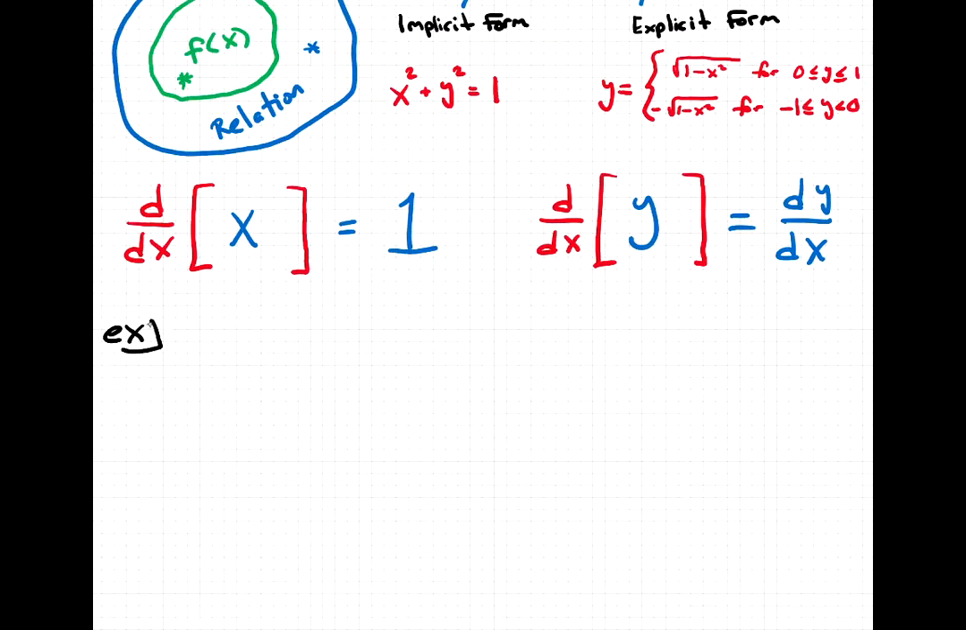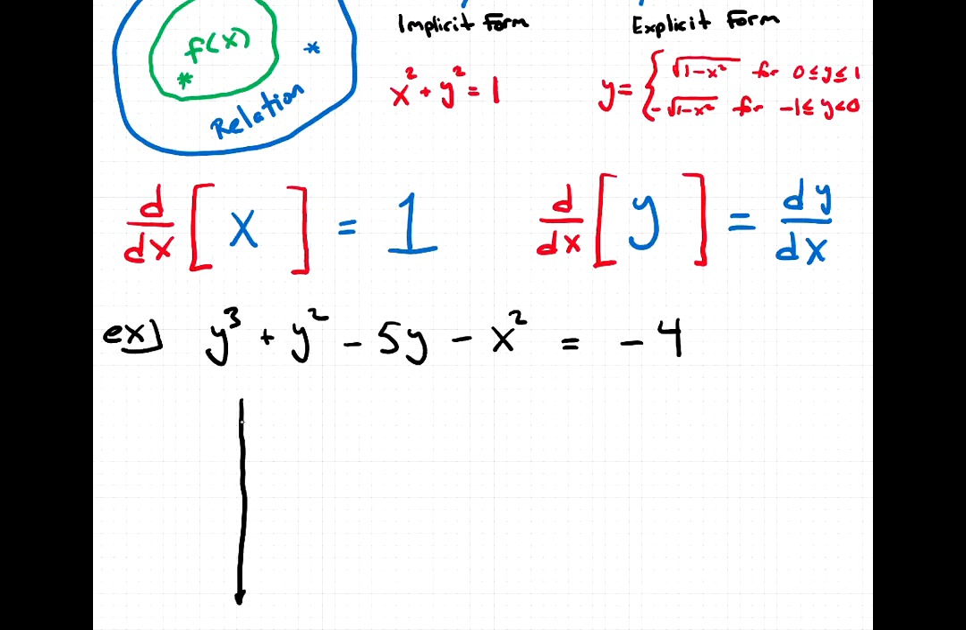Let's say y cubed plus y squared minus 5y minus x squared equals -4. If we want to look at the graph of this, we'll easily and quickly see that it's not a function.